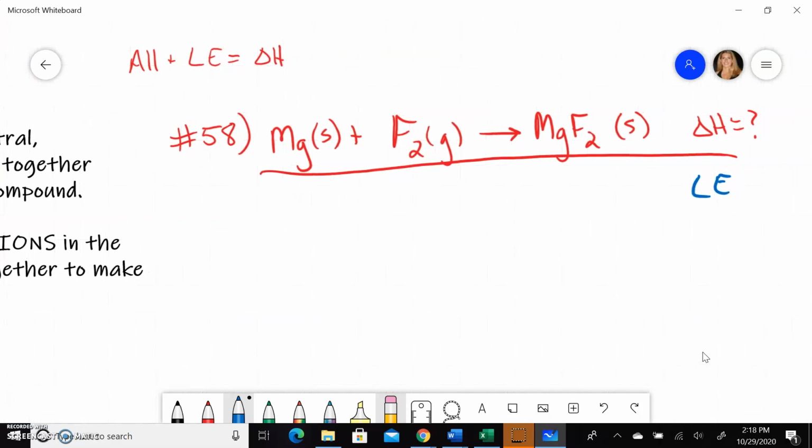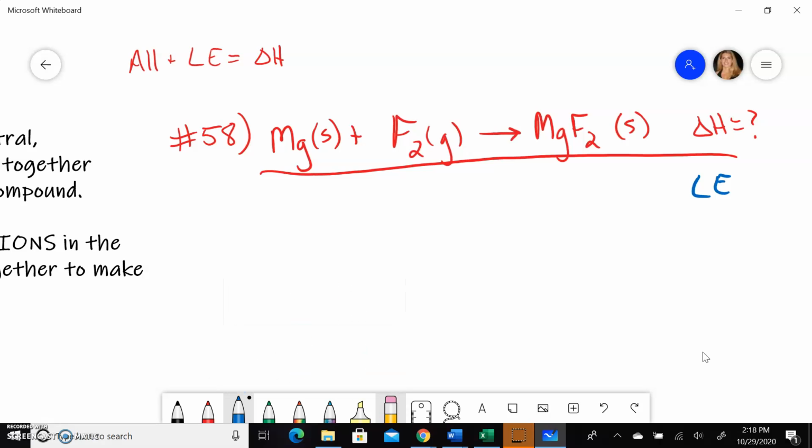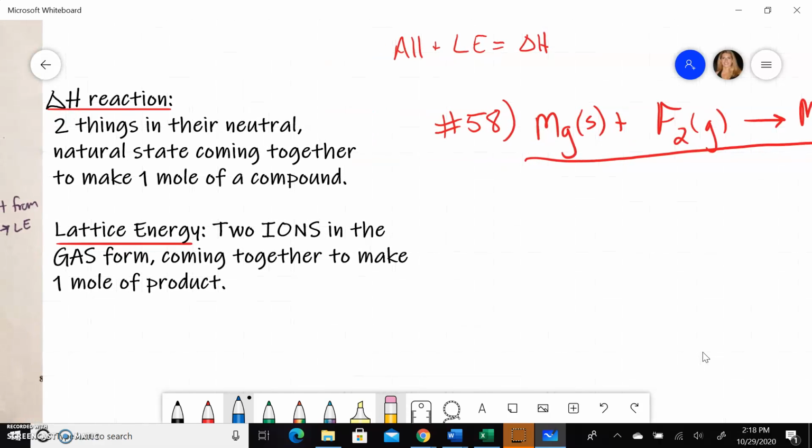So this is the delta H of the reaction. Notice that you have the compound. For delta H, I didn't mention that over here. Delta H right here says it's two things in their neutral, natural state coming together to make 1 mole of compound. What I mean by that is magnesium is a solid, it's a metal. So in its natural state, if it's just plain old magnesium, it's neutral, it's going to be a solid. For fluorine, in its natural state, first of all, it's diatomic. It's one of the Hofbrinkel elements. And second of all, it's a gas. Just like oxygen is a gas and nitrogen, most of the diatomic ones are going to be a gas. The only exception there is bromine, which is a liquid.